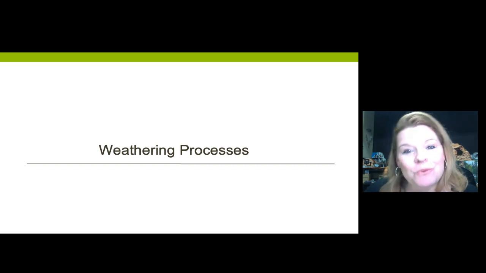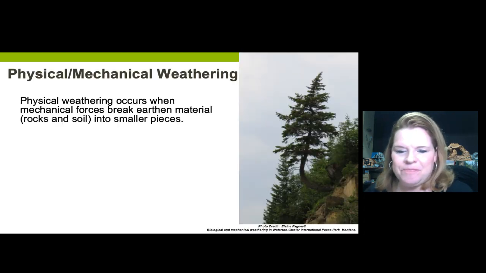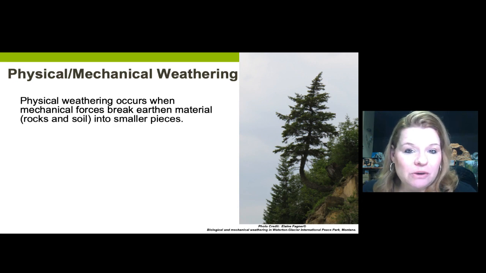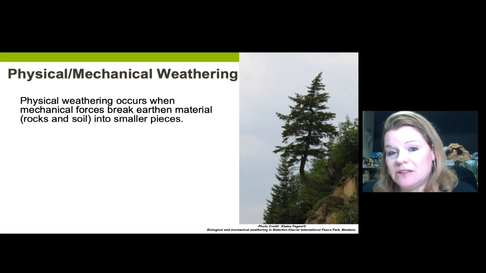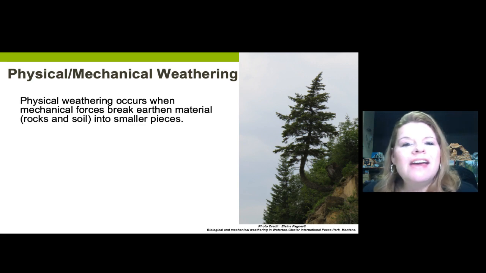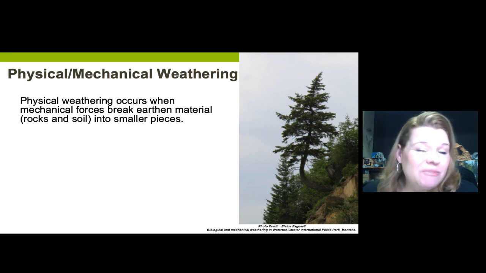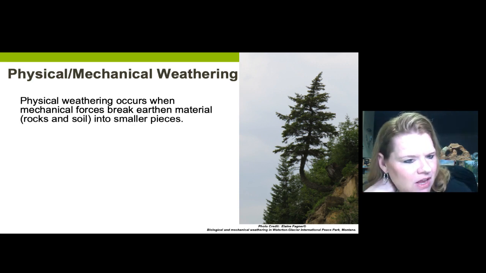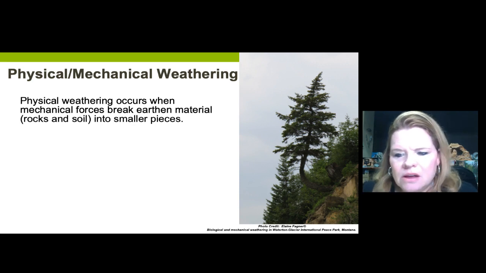I'm ready to get through weathering processes. All right. Really cool stuff. Physical and mechanical weathering. So there are two types of basic weathering. There's physical and mechanical, kind of like detrital and clastic meaning the same thing. And then we have chemical and even biological types of weathering. So let's start with physical weathering.